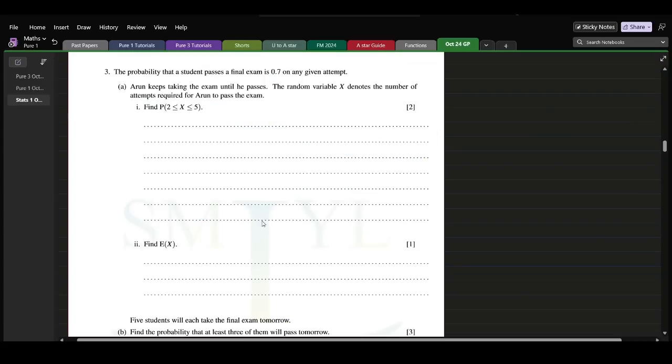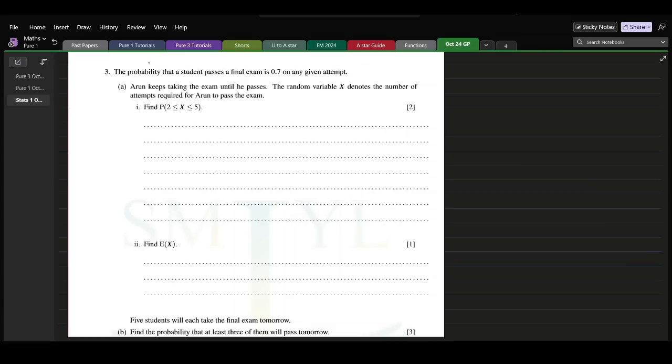Number 3. The probability that a student passes a final exam is 0.7 on any given attempt. Part A. Arun keeps taking the exam until he passes. The random variable x denotes the number of attempts required for Arun to pass the exam. Part I. Find the probability that x is between 2 and 5 inclusive.